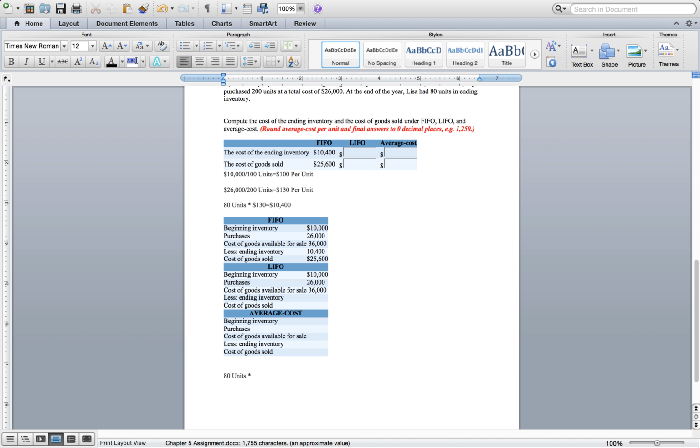So I'm going to multiply. But now, we're not going to use 130 because LIFO, last in, first out, means you want to use the earliest one, which was $100. Multiply by the $100 per unit. So this would be $8,000. My inventory now would be $8,000. So we subtract those. 36,000 minus the 8,000, it'll be 28,000. So I go over here, LIFO. I know my cost of ending inventory is $8,000, and my cost of goods sold will be 28,000.